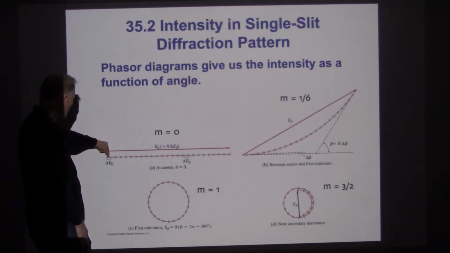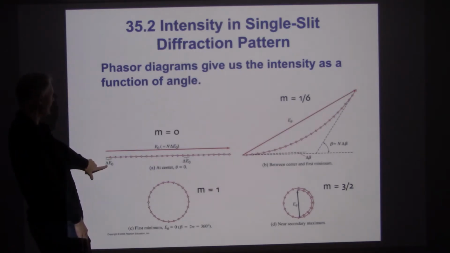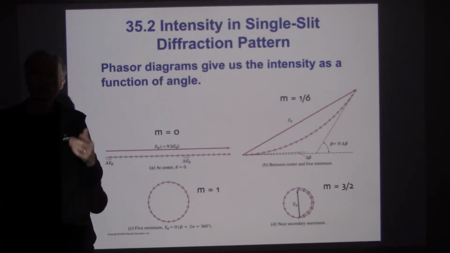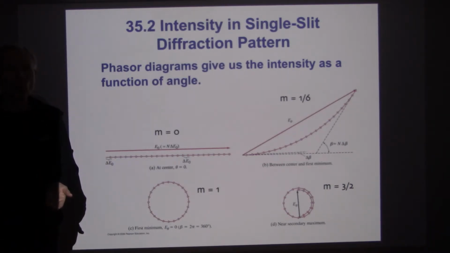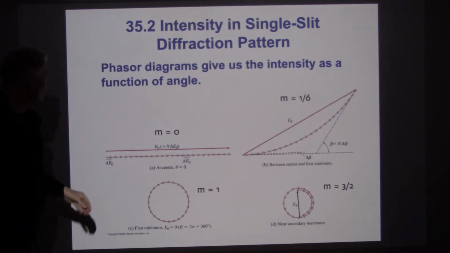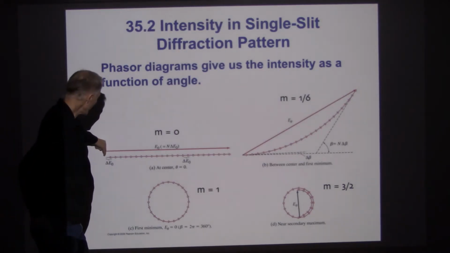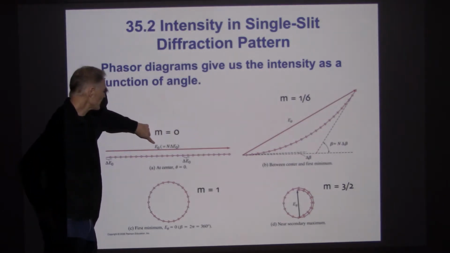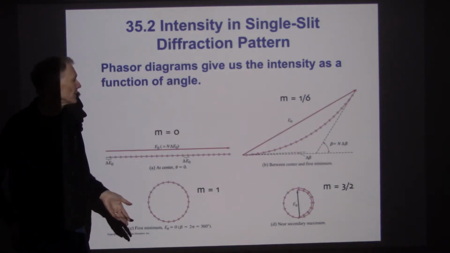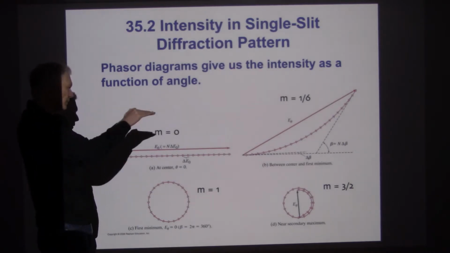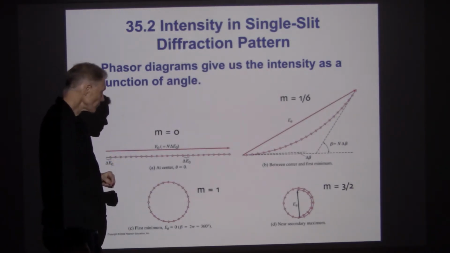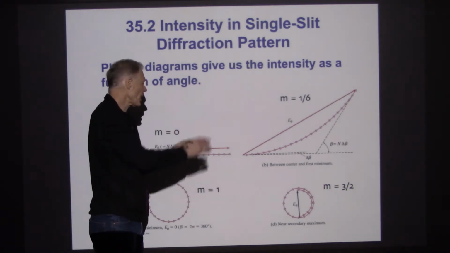If I add all of these little paths, now they're calling them delta E naught, but I'm going to call them infinitesimal. So I'm going to call them dE or dA, a little bit of amplitude. If I add all of these little amplitudes together, what I end up with is what they're calling E naught. Now, that's when I'm looking straight ahead at the screen. What happens if I'm looking a little bit off to the side?